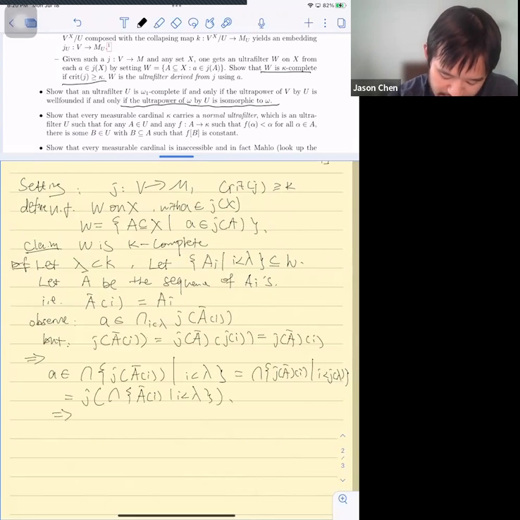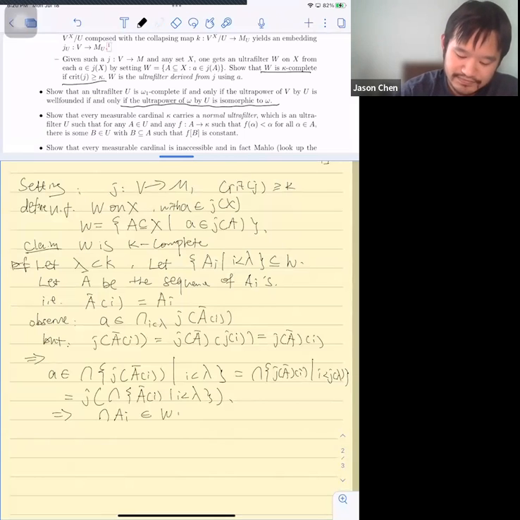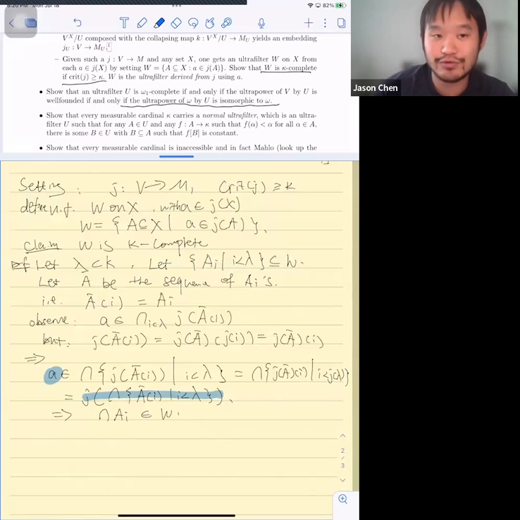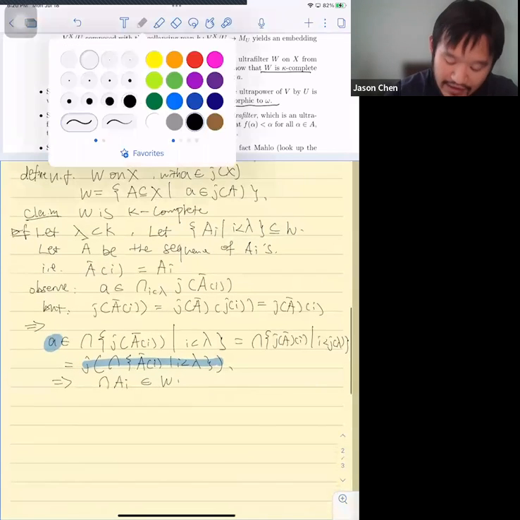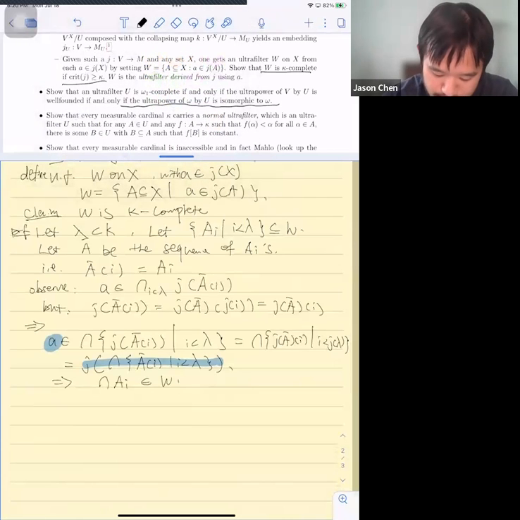Right, but then this would imply what we wanted to show, right? So this will imply that the intersection of the A_i is in W, right? Because whether a thing is in W depends solely on whether J of that thing contains A or not. So we just show that it does. Okay.